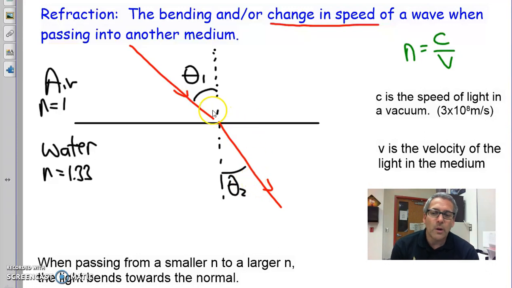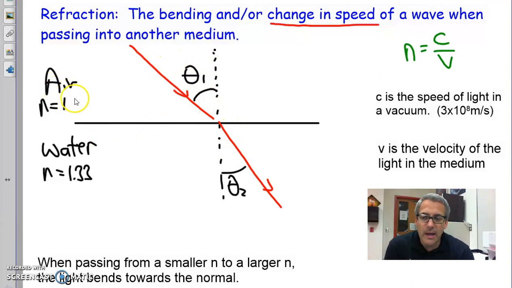And there's a pattern. Whenever light passes from a medium that's, if you will, less dense or a lower index of refraction to something greater, it will always bend towards the normal. And if it were to go the opposite way, it would bend away from the normal.